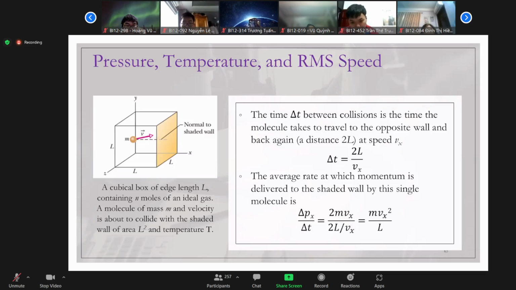If we want to calculate the average rate at which the momentum is delivered to the shaded wall by this single molecule, then we take the delta P along the x-axis divided by the delta T. Okay, finally we have this one.